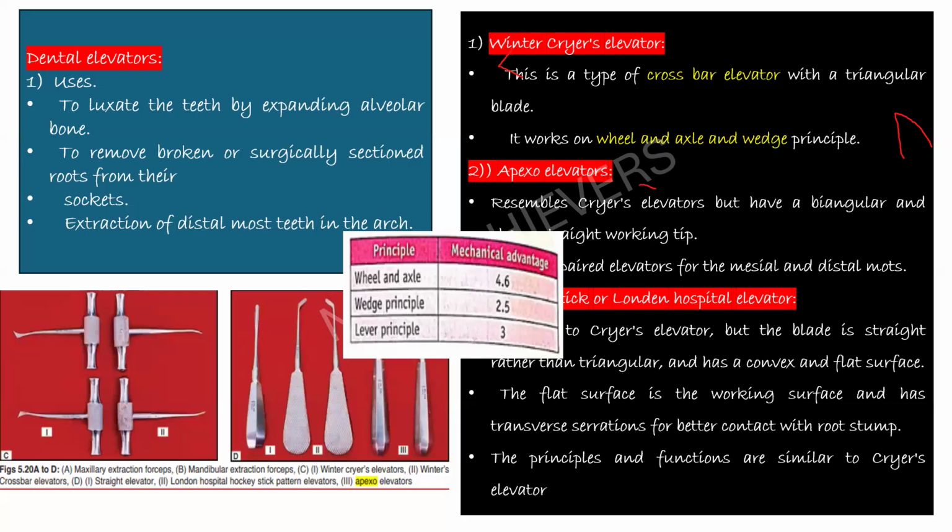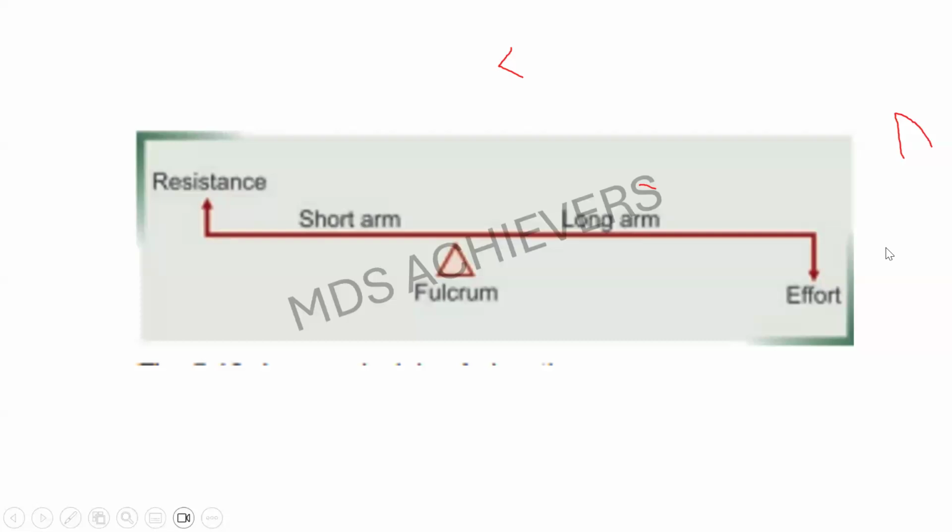Thereafter, the wedge principle is also going to be involved because we are creating space in the socket. And also the lever principle is going to be first order, second order, third order. You can see the lever principle: the fulcrum and short arm, where resistance is going to be exerted by our teeth and effort is going to be by our hand. The fulcrum is the junction of the elevator with the bone. So thereby we can pull out the teeth.